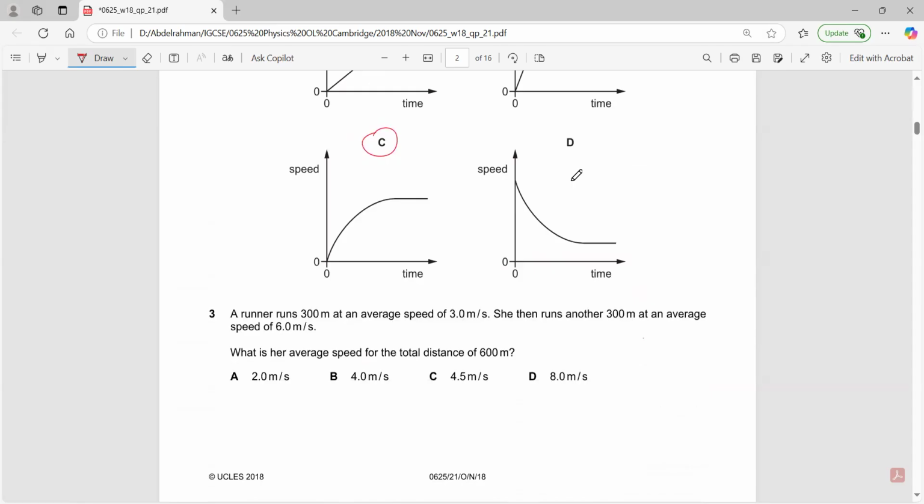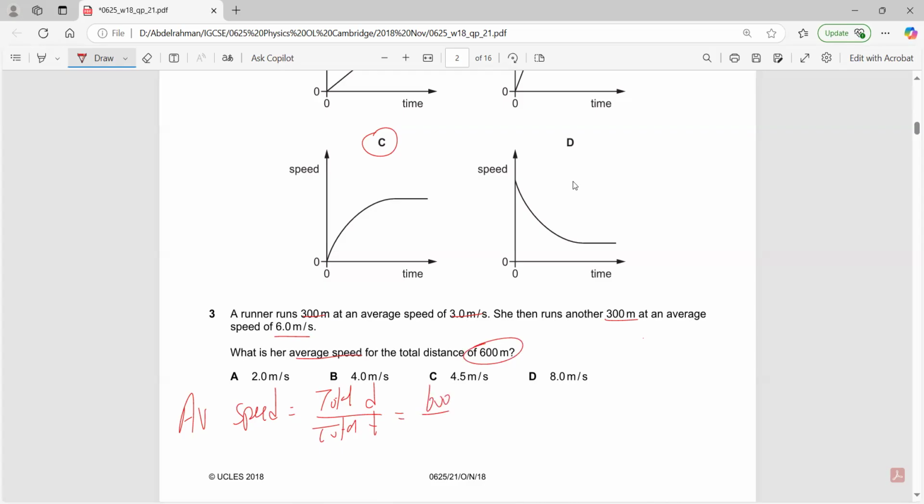Question 3, a runner runs 300 meters at an average speed of 3 meters per second and then 300 meters at an average speed of 6 meters per second. We need to find the average speed. How can I calculate the average speed? Average speed equals total distance over total time. Total distance is 600 meters.